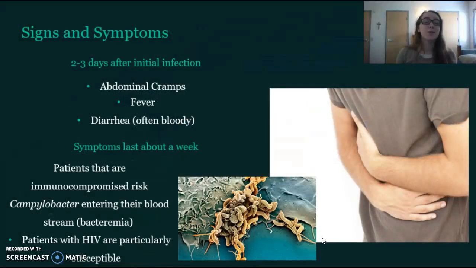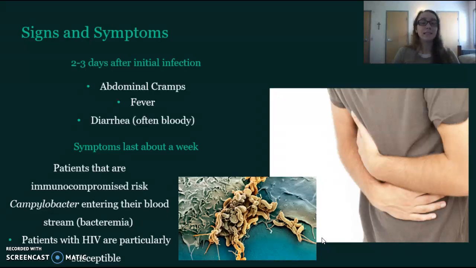And 2 to 3 days after the initial infection, abdominal cramps will emerge, and this is also accompanied by fever and diarrhea. The diarrhea will often be bloody. This is a result of the inflammation of the intestines where the bacteria is residing within, specifically the small intestines, the ileum, and the jejunum. And with the inflammation, this causes cracks and some blood to seep into the intestine.